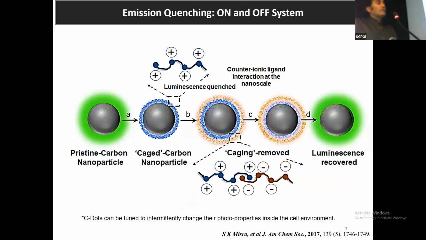Then you want to know how you can use it for bioimaging applications. These carbon nanoparticles are autofluorescent. If you excite them in the range of 350 to 550, they start emitting light at just plus 50 nanometers of wavelength. So you excite at 350, you get light at 400. You excite at 400, you get light at 450. You excite at 550, you get light at 600.